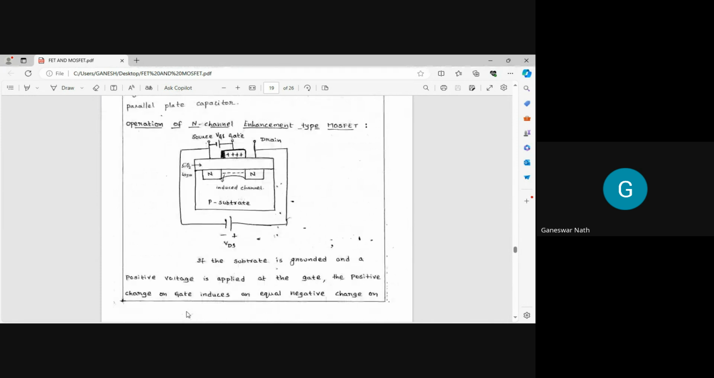Then coming to the operation of the N channel enhancement type MOSFET, here you can find. So this is actually an N channel FET. Okay, this is the P substrate, and as I already told, these are the metal oxide contacts that are there. So you can find this is the source. Okay, this is the drain, and this must be the gate actually. Okay.